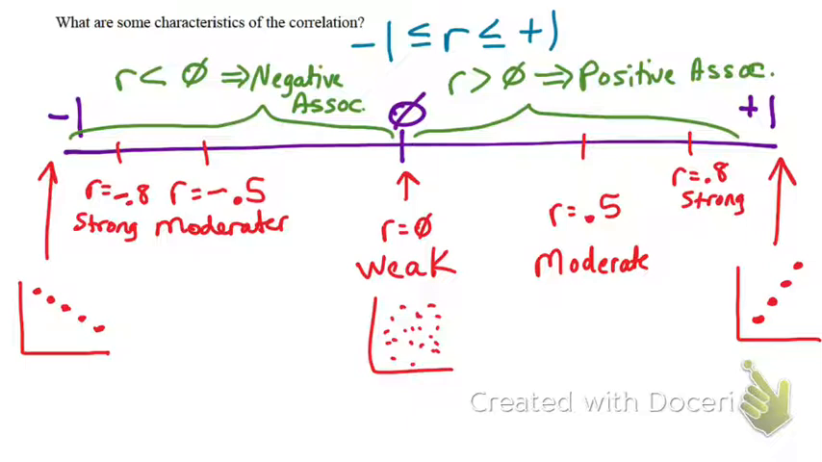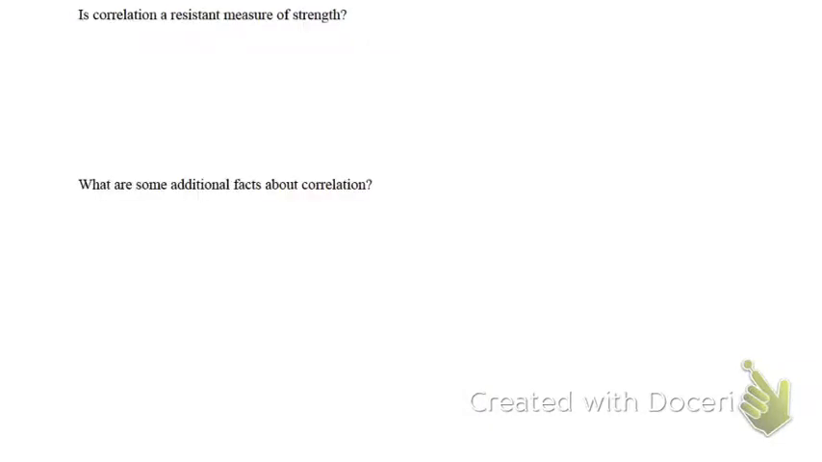So how do we get this r value? How do we actually calculate r? Well, I'm going to show you. Are you guys ready for the formula? I'm going to put it right here, underneath "is correlation resistant?", because that's going to help us answer that question. Here's the formula for r. Super simple, quick little formula.